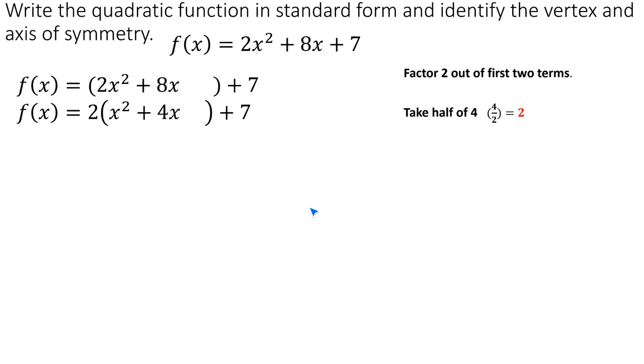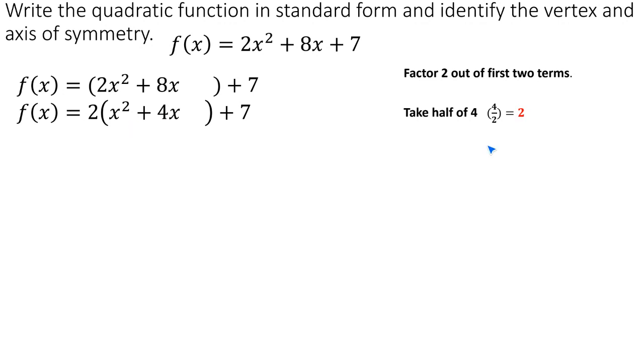Okay. So the next step is to take half of b. Remember that b is going to be that number in front of x. So half of 4 is going to be 2. So 4 divided by 2 is going to be 2. And I put the 2 in red because later on at the end, this number 2 is what we use in the parentheses, okay?